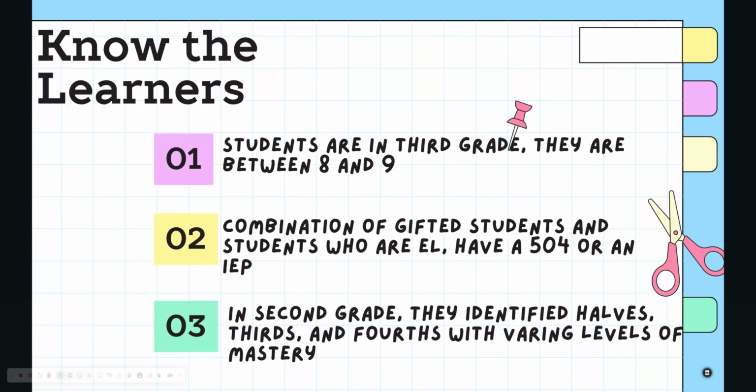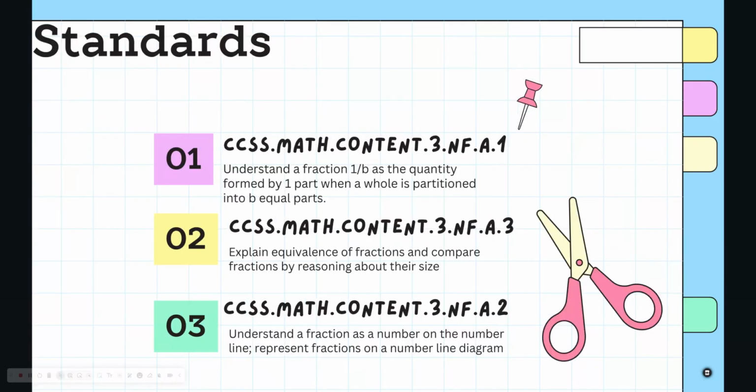In second grade, they would have been able to identify halves, thirds, and fourths with varying levels of mastery. This was not an essential standard for second grade, so it really just depended on their homeroom teacher. The standards that our lesson focuses on are 3.NF.A.1, 3.NF.A.3, and 3.NF.A.2.